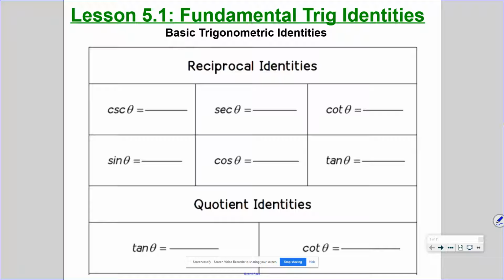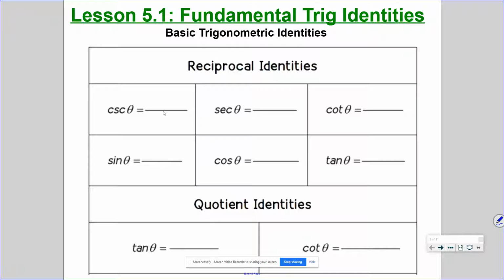Okay, we're starting Unit 5 today, and in Unit 5, what you're going to be doing is expanding on your knowledge of trig functions and looking at them in more of an algebraic manner. So we're going to start with something called trig identities, and trig identities are just facts that you know to be true. Okay, so I'll give you something real simple.